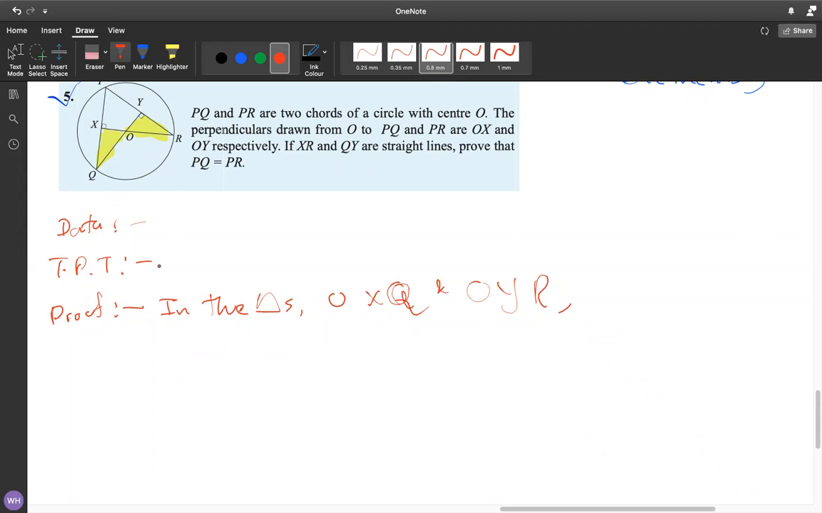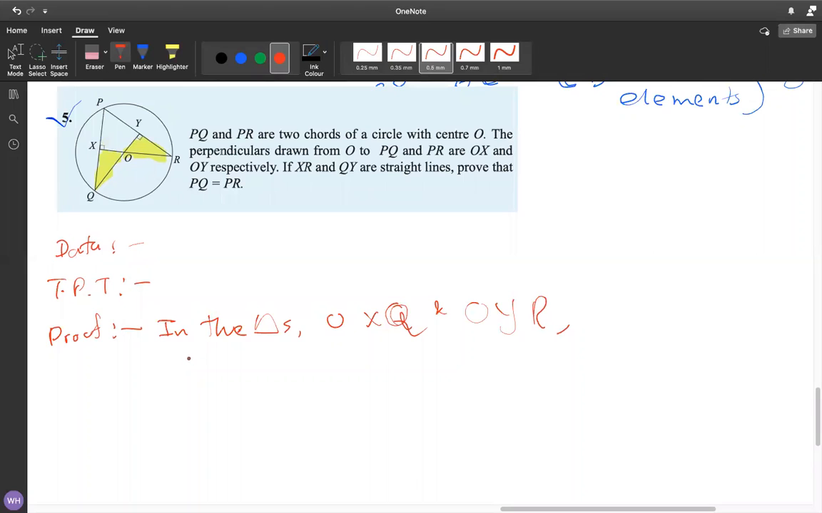Okay, they have given us that PXQ is a straight line, so it is 180. Therefore, the sum of PXO and OXQ will be equal to 180. And they have given that the one part is 90, therefore the other part is 90.